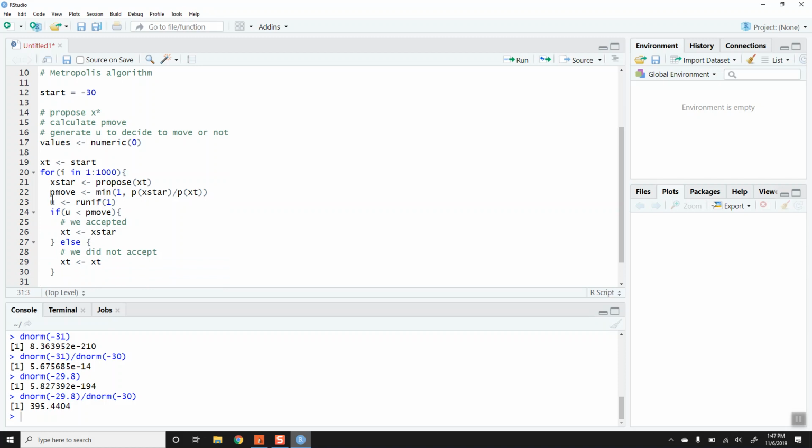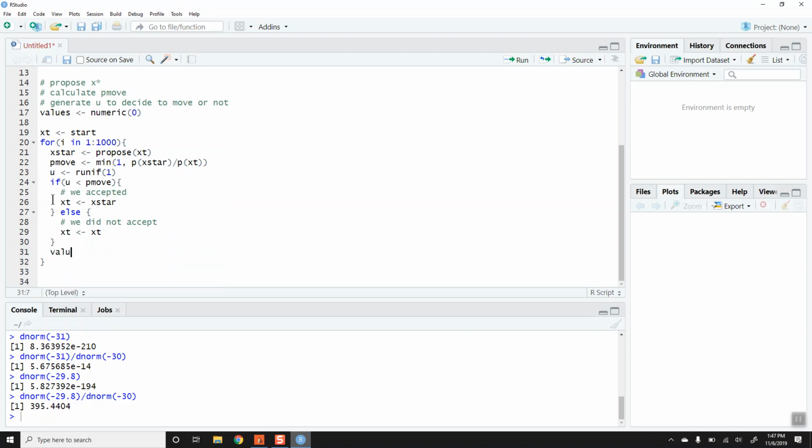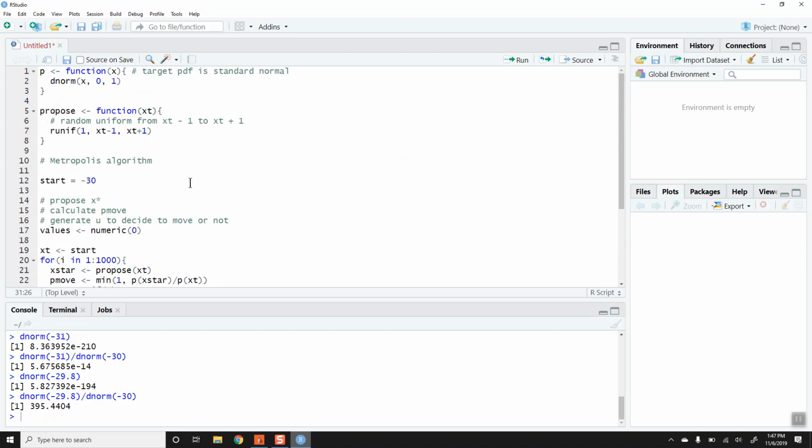All right, and then the values that we keep. This is not best coding practices. I'm just going to append our current xt value to the values. Does that make sense as far as the coding goes? I'm just doing this on the fly. I hope it works, right? It makes sense to me as I wrote this up just now.